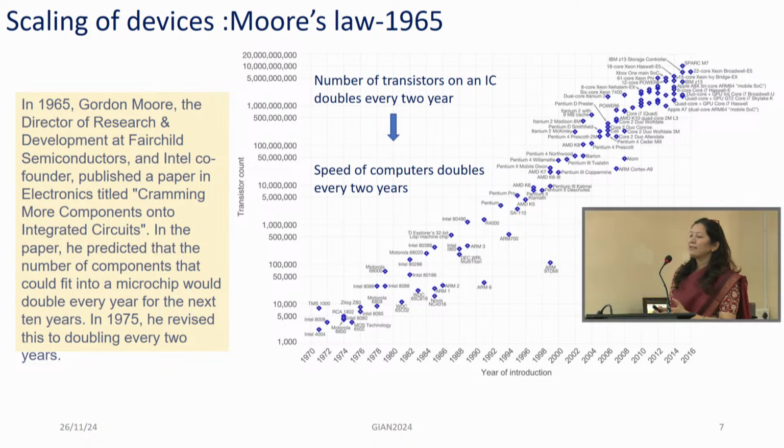But it was in '65 that he claimed that, and then in '75 he revised it and said that every 2 years the number of transistors on a microchip will double. This is not a law, but we call it Moore's law. It was predicted, and it turns out that it was true. It actually became valid when we looked at the years behind.